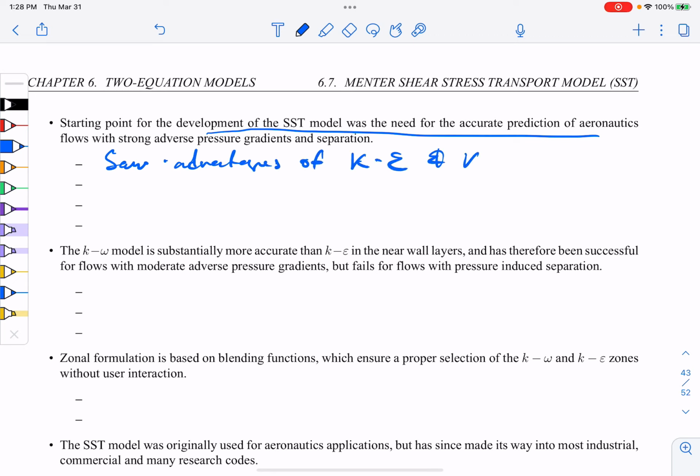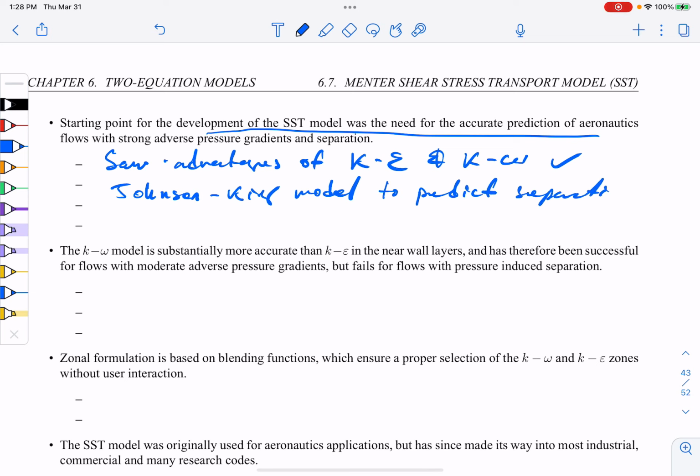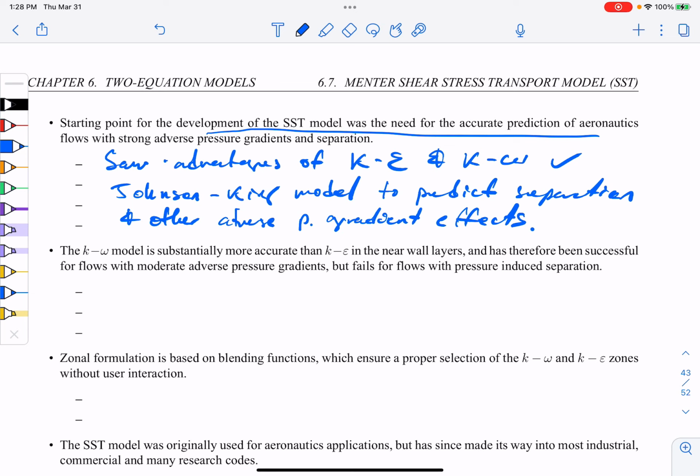And they want to combine them and minimize their disadvantages. And they also wanted to use the Johnson-King model to predict separation and other adverse pressure gradient effects. So those were major goals and motivations.